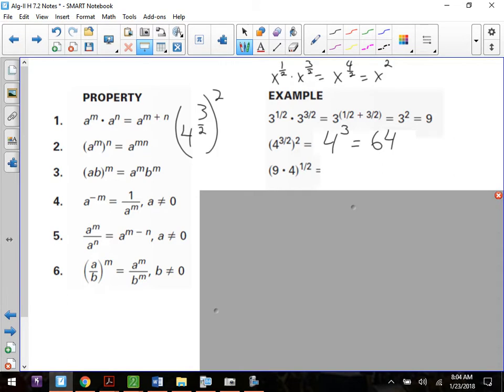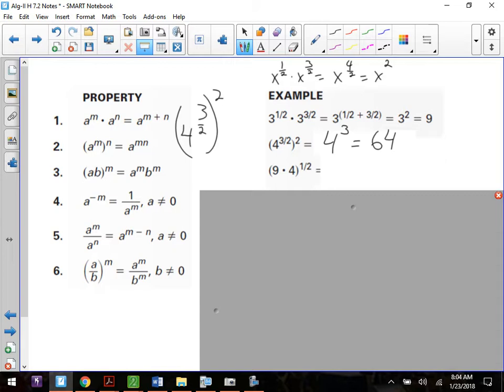9 times 4 to the half power. There's actually a couple of ways to do this one. If you go via your order of operations, what would you do first? Multiply them together, you get 36. And what's the half power stand for again? Square root. So what's the square root of 36? 6. That's one way of going about it.